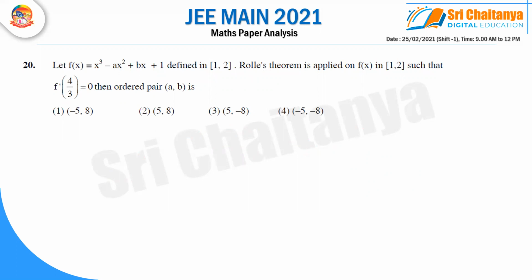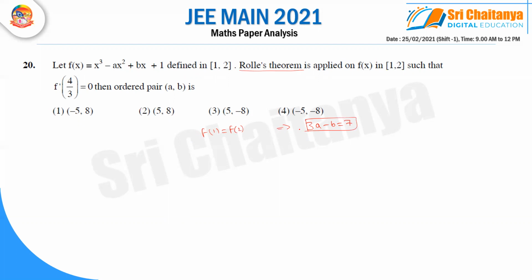Next he gave some cubic equation and he's saying Rolle's theorem. The main condition for Rolle's theorem is f of a equal to f of b. So when I write f of 1 equal to f of 2, I will be getting something like 3a minus b equal to 7. This will be one of the equations I will be getting.